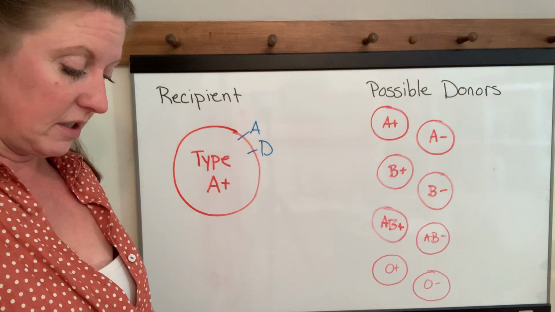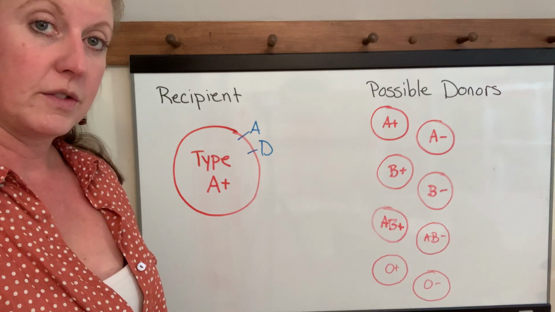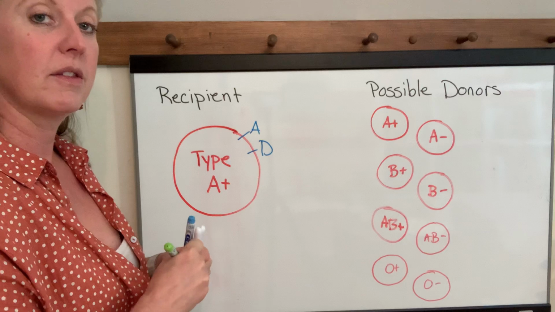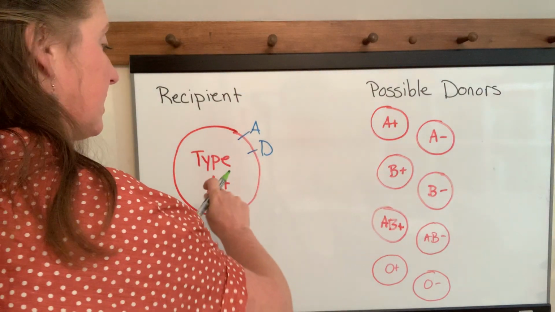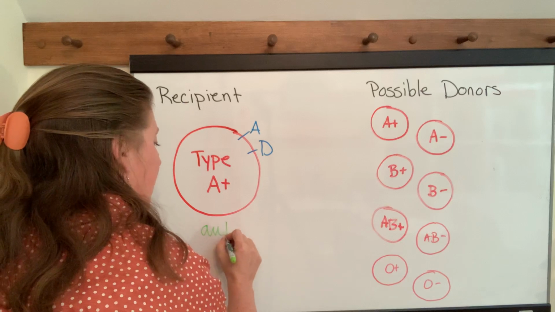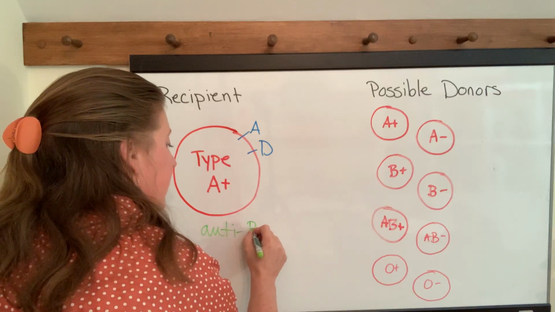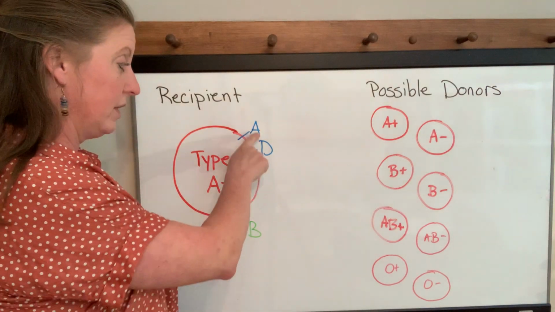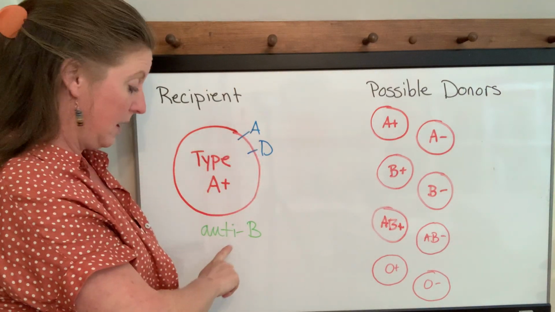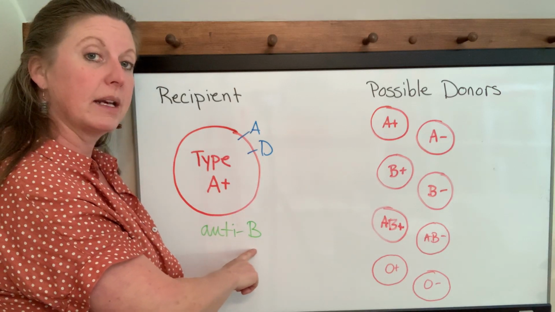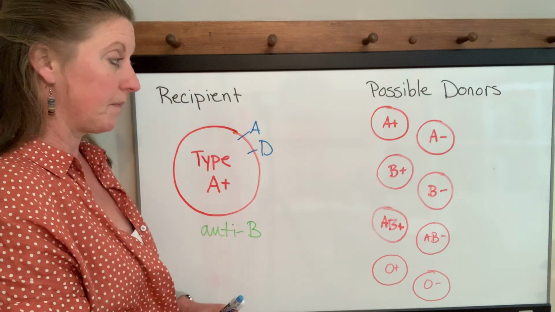Now, the antigens aren't important in the transfusion reaction except that they determine which antibody this person will have. So someone with A positive blood will have antibody B, not antibody A, because antibody A would bind with the A antigen. But since they do not have a B antigen, they will have antibody B in the bloodstream.